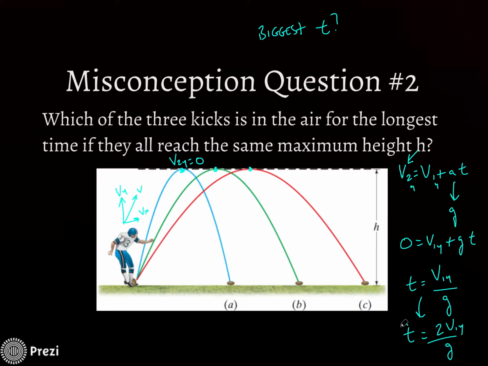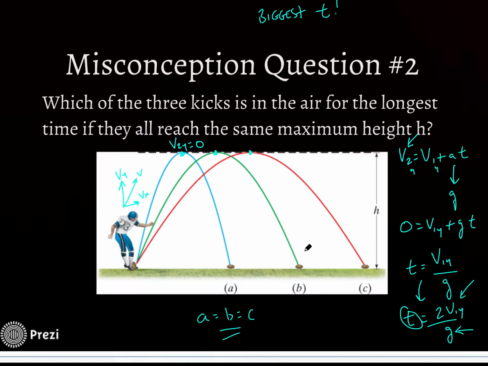So what does that say about the t's? It says all of these must be in the air the same amount of time because g is the same for all of these kicks and v1y is the same for all of these kicks. So the answer is A equals B equals C in this case. Tricky question, interesting question. Go through it, make sure it makes sense to you. If it doesn't, feel free to check in with me during office hours.